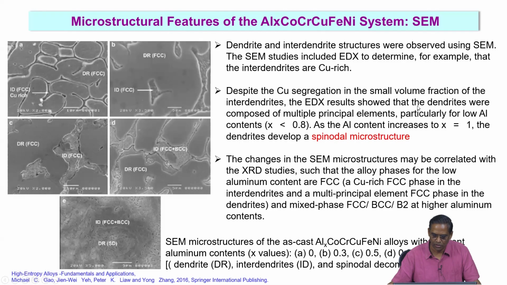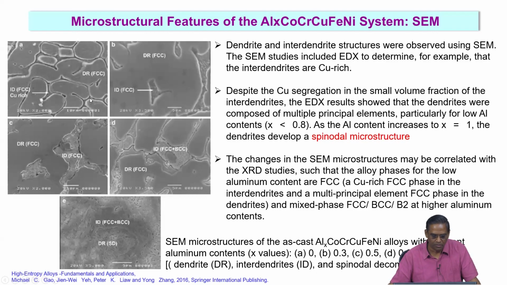The EDS results showed that dendrites were composed of multiple principal elements, particularly for low aluminum contents. As the aluminum content increases to 1, the dendrites develop a spinodal microstructure. So what is a spinodal microstructure? Now you know very well, right? Because of compositional fluctuations, the microstructure decomposes to a two-phase mixture, right? A fluctuation in the composition.